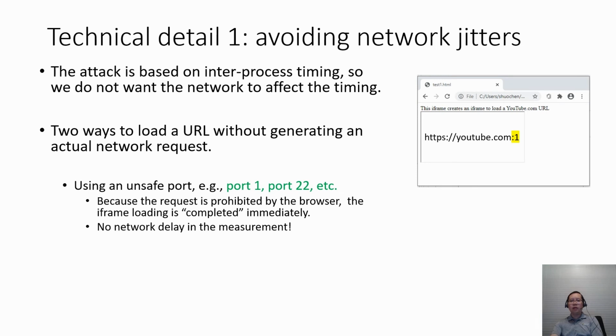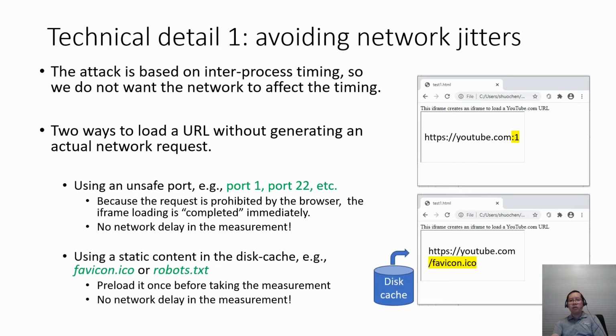The first way is to use an unsafe port in the URL, such as port 1, port 22, etc. For example, we let the iframe load YouTube on port 1. This request is prohibited by the browser because port 1 is considered an unsafe port. However, because the request is prohibited, the iframe loading is completed immediately, and this gives us no network delay in the measurement.